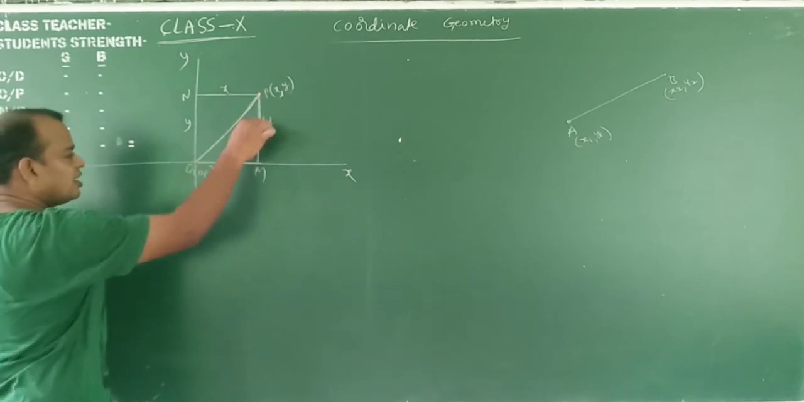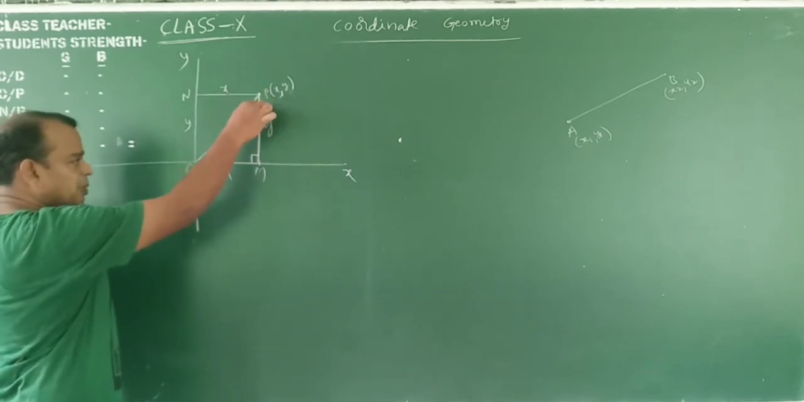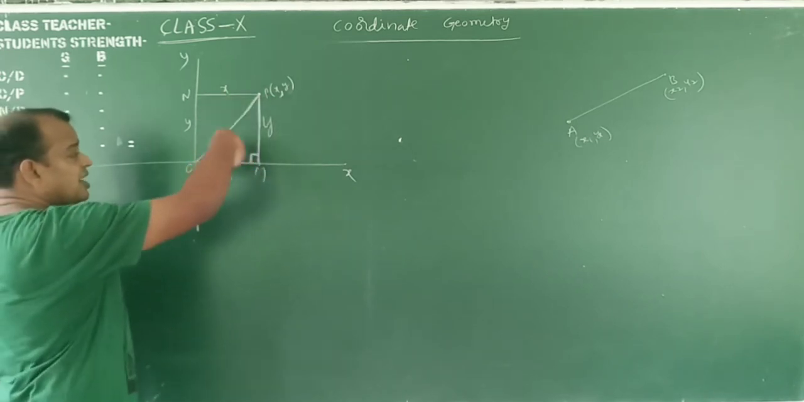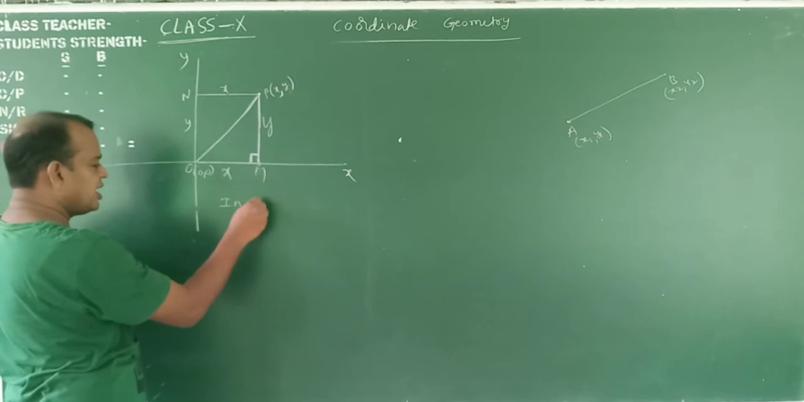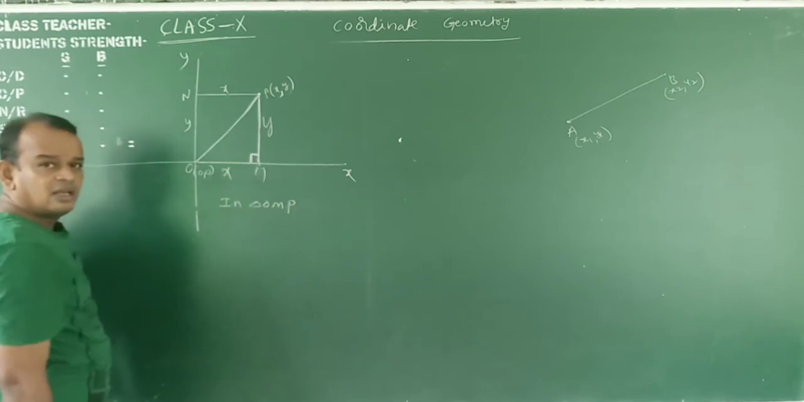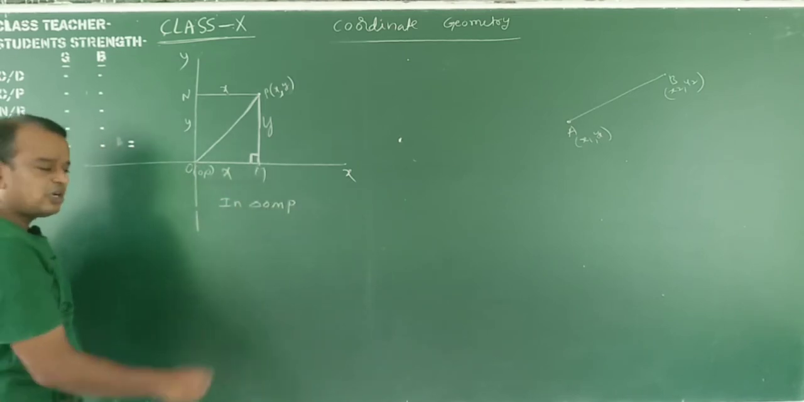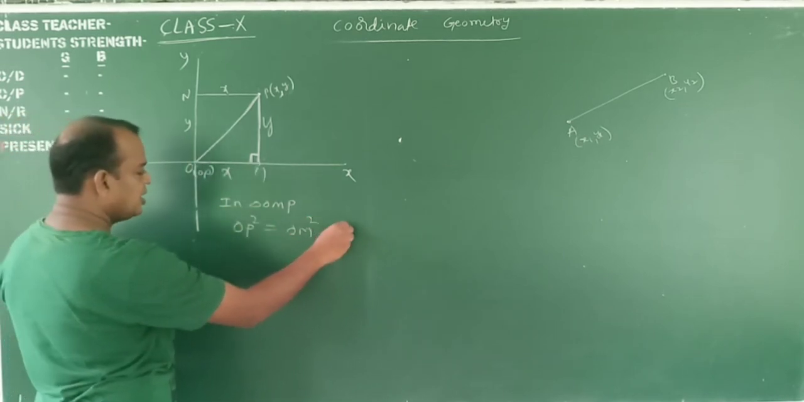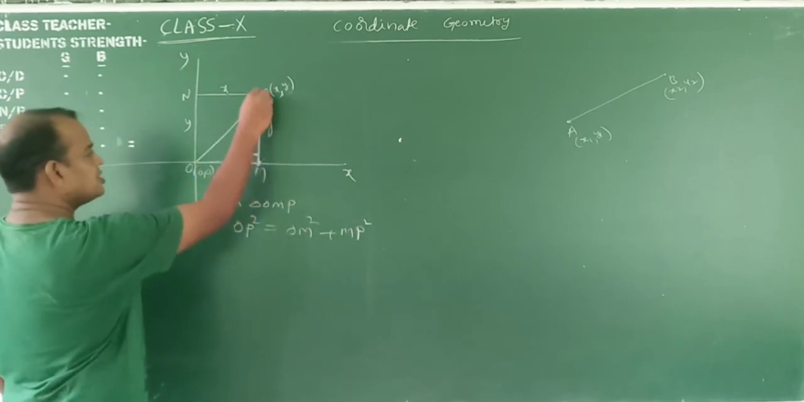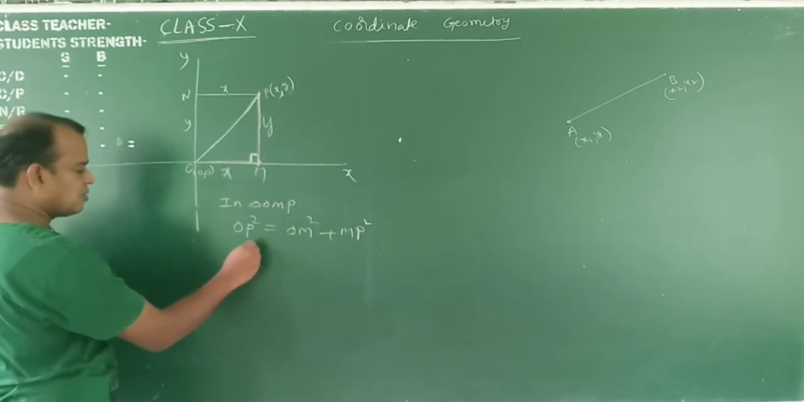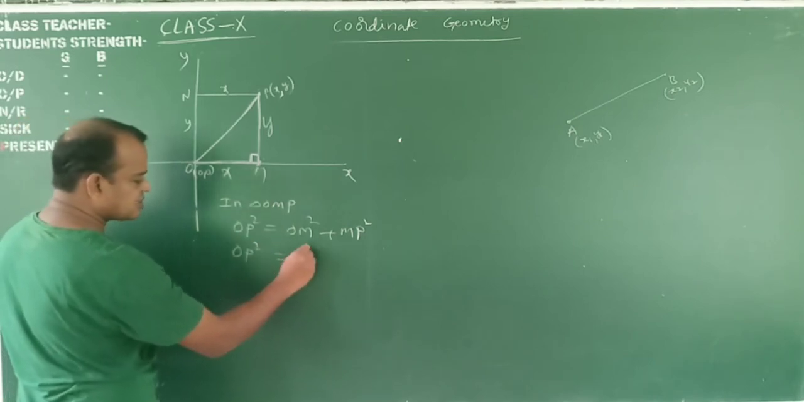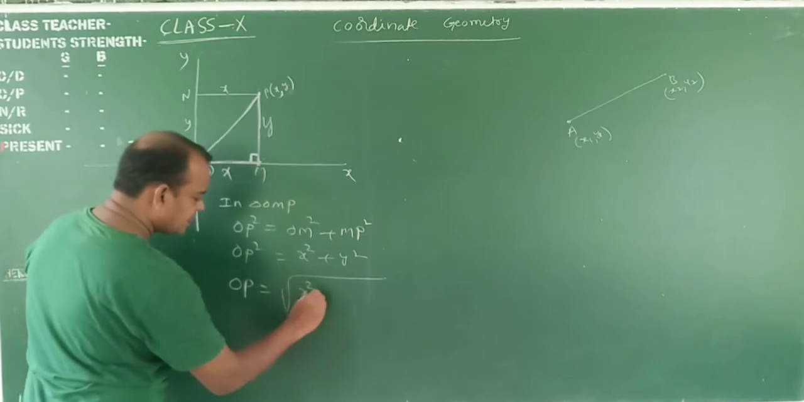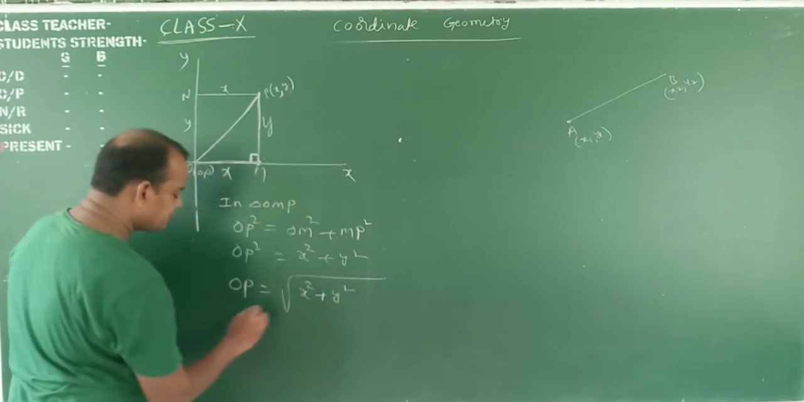Is this a right angle triangle or not? I already explained: this is the perpendicular drawn from P to the x axis. This is 90 degrees, so this is the right angle triangle OMP. In triangle OMP, by the Pythagoras theorem, hypotenuse square OP square is equal to side square plus side square, OM square plus MP square. OM means x, so OP square is equal to x square plus y square. Now we want OP only. OP is equal to root over x square plus y square.